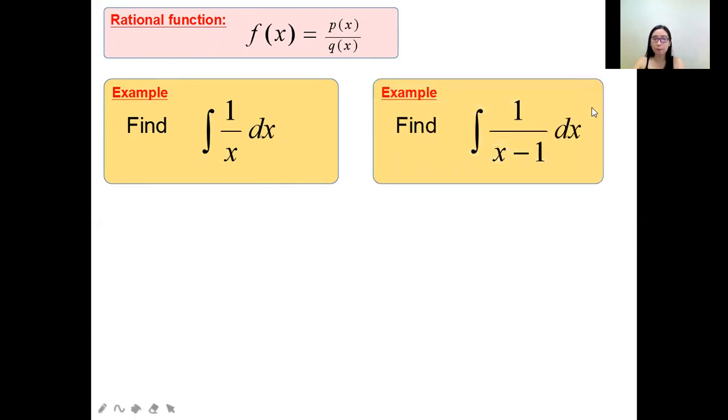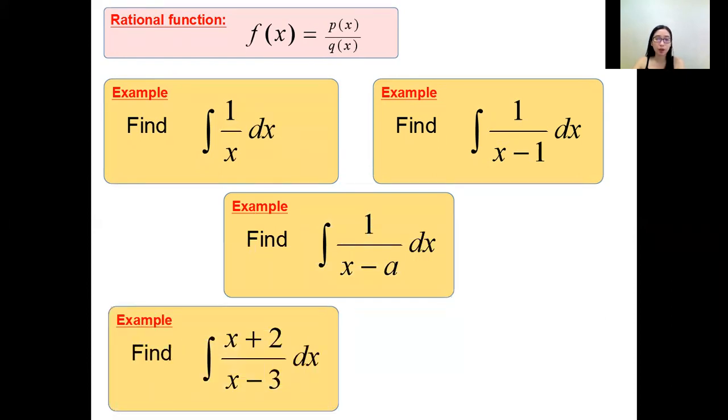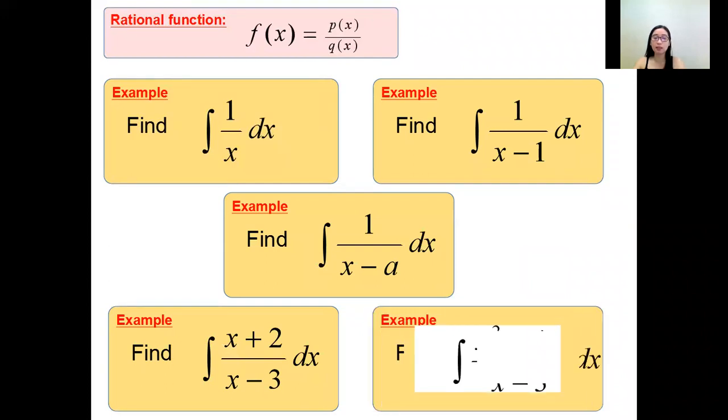And for this one, integral of 1 over x minus 1 dx, or integral of 1 over x minus a, or integral of x plus 2 over x minus 3 dx, or integral of x squared minus 4x over x minus 3 dx. So those are simple rational functions where we can solve using the basic integration formulas. So we don't need to use the rational function technique.